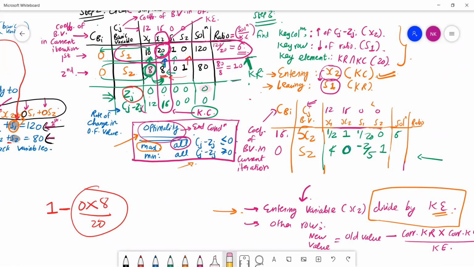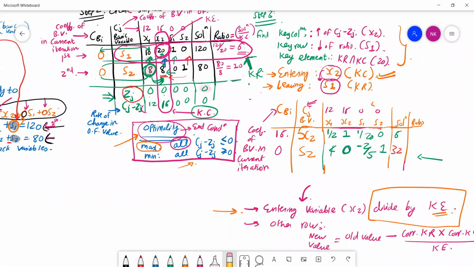Now corresponding to the solution, let's see what we are getting in the solution part. So for the solution, we are having 80. So our previous value was 80 minus the value corresponding to the key row, that is 120, multiplied by the value corresponding to the key column. So it was 8 divided by the key element, so 20. So it will be 6. 80 minus 48, so it's 32. So these are the values that we have obtained for this particular next step.